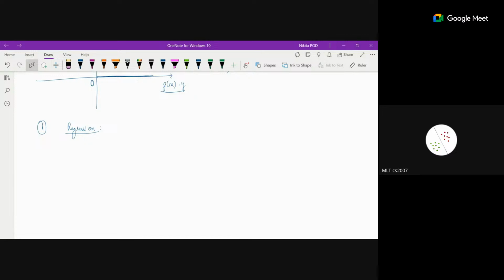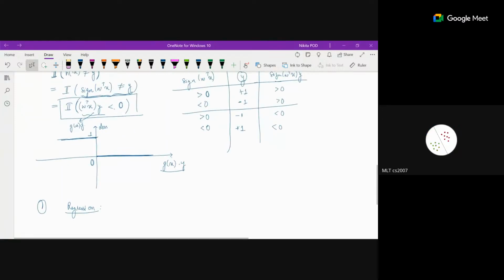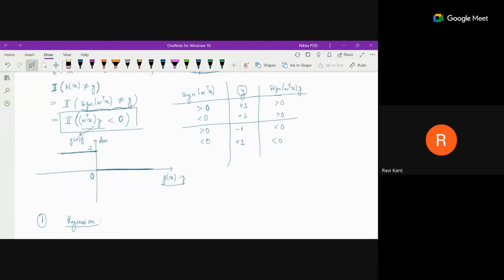A student asks: Ma'am, how did we get this loss, one and then zero? Can you explain this graph once more? Yes, the loss. What we are taking as the loss is the sign of w transpose x, this is your loss, right?